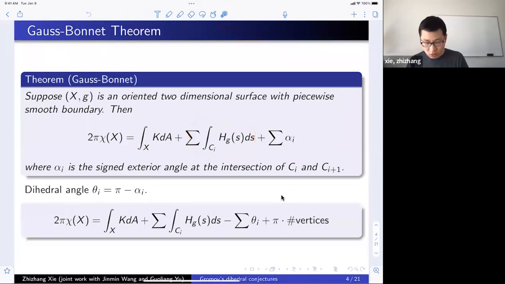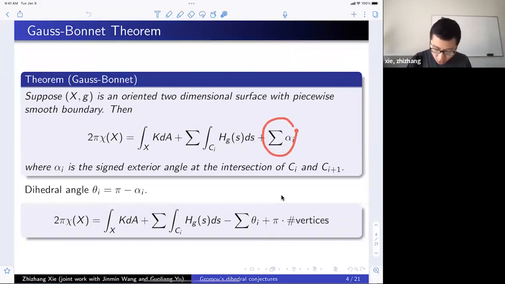Usually when we talk about two-dimensional objects, this is the boundary, the curves, the piecewise smooth. So you have different components of the boundary. And then this is usually called the geodesic curvature, but this is put in the context of what we call the mean curvature in the conjecture. These are just the mean curvature of the curves sitting inside this surface.